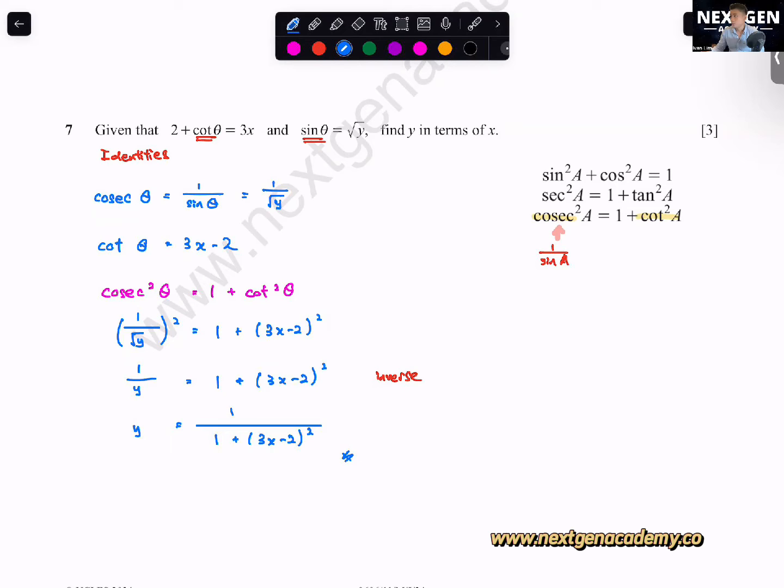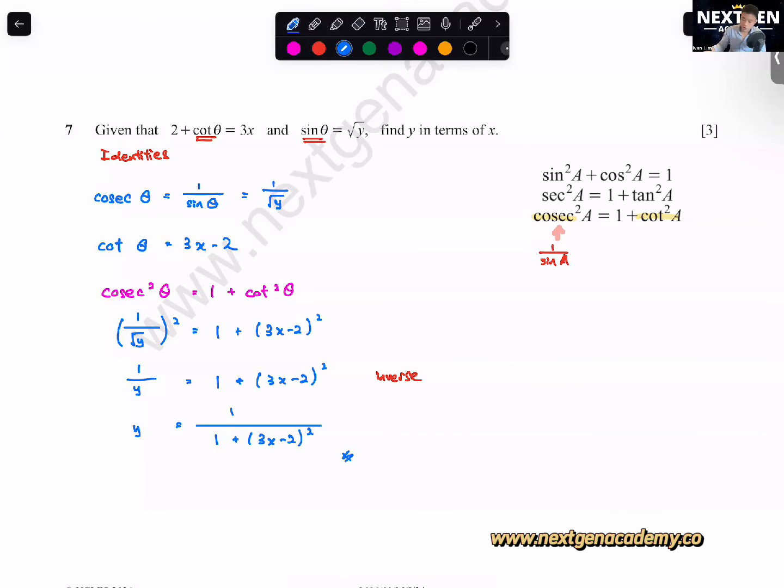Okay, is there another way to do it? Yes. Just now I think what Rakesh mentioned, you can change your cot theta into cos over sine theta. Later I'll show you all the mark scheme, but I don't want to write it here because I don't want to flood with so many working. But that one also you have to use identity later. That one I feel is a bit longer. So this will be the shortest one.